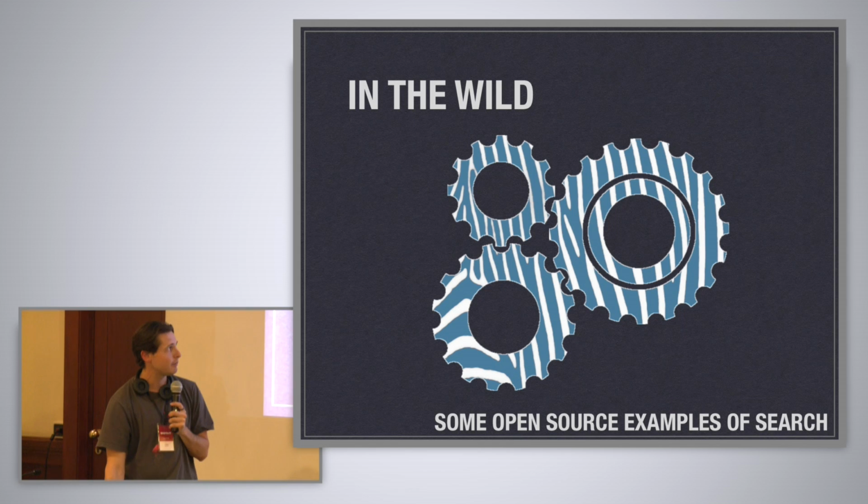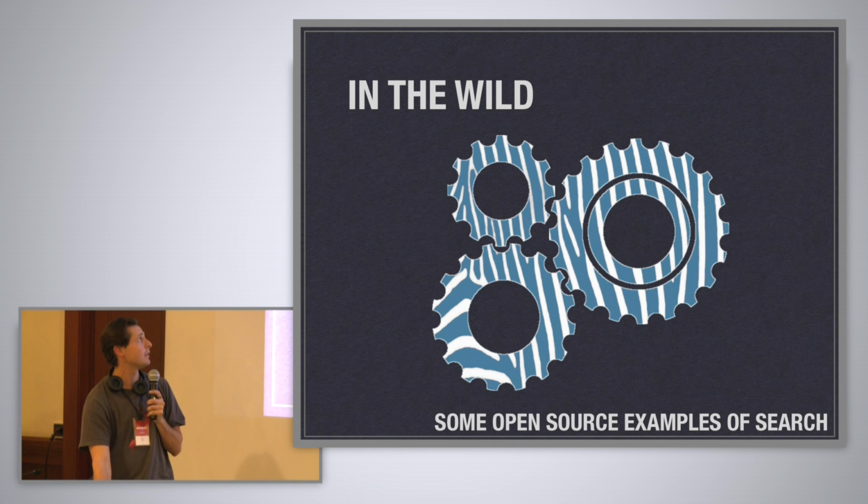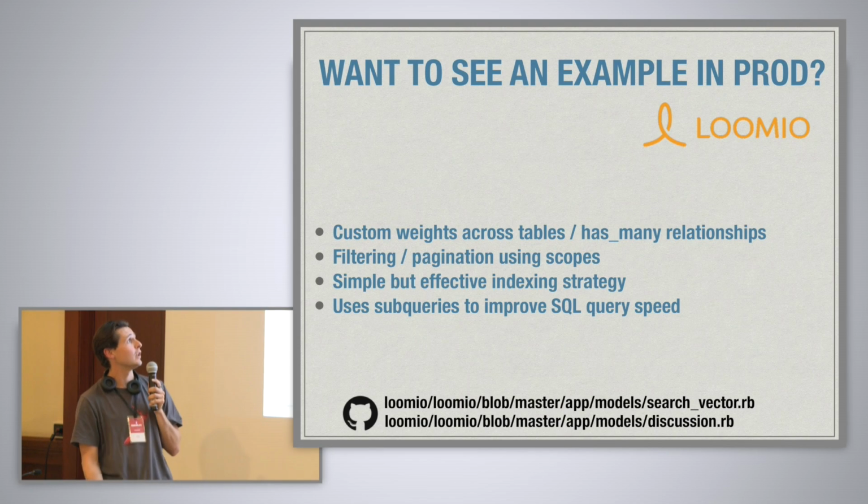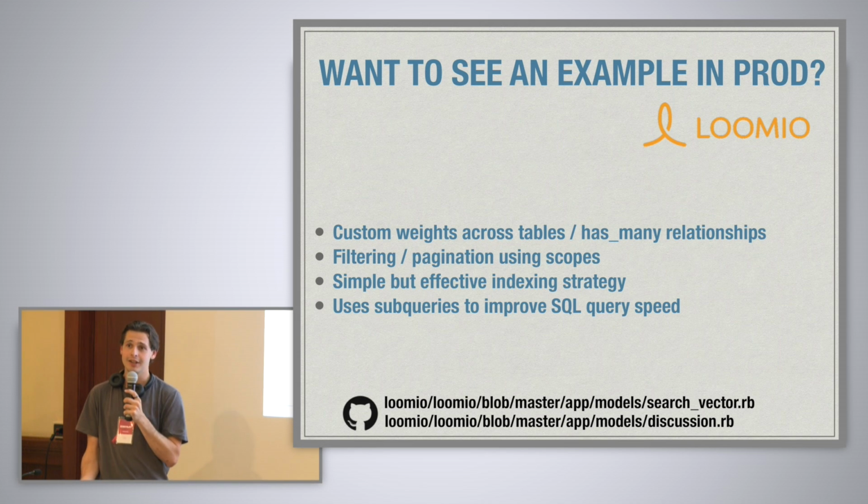That's it for our sample app. If I have a little time at the end, I'm happy to spin it up and take a look at it. If you're interested in this stuff and you want to take a look at some actual production implementations in the wild, do feel free to go check out Lumio's implementation. It's slightly more complicated than the thing I just presented. It's got support for custom weights across tables and has_many relationships. We can use filtering and pagination with scopes, like I just described. It's got a nice indexing strategy to take a look at, and it uses some subqueries to increase the SQL query speed.